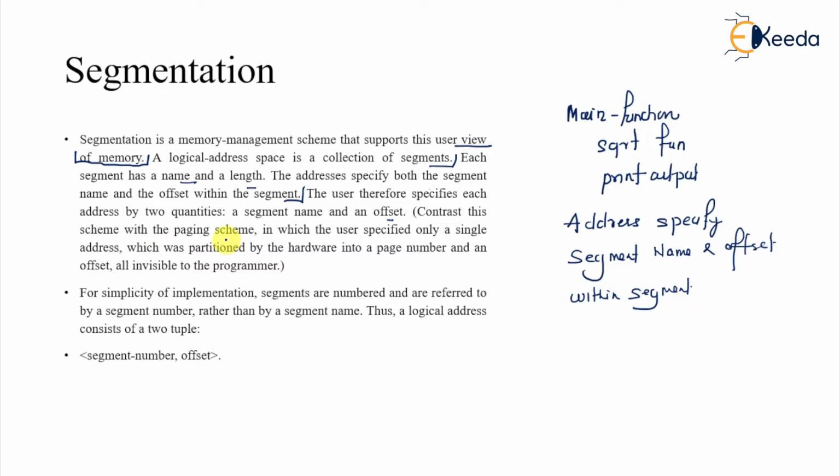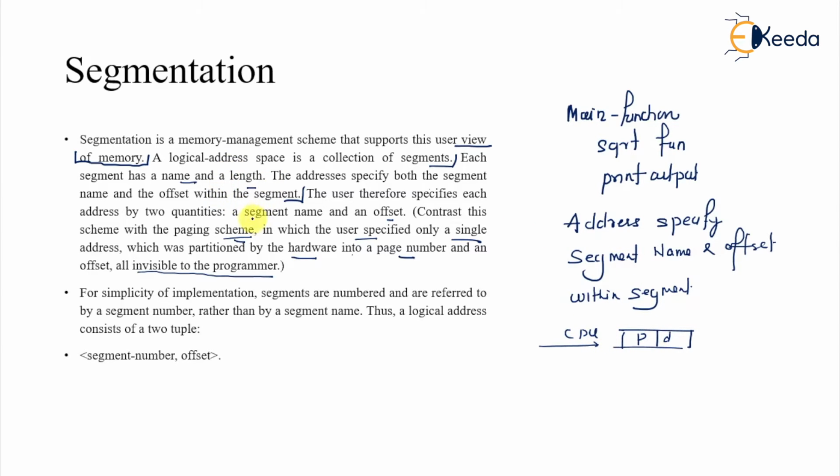Contrast this scheme with the paging scheme, in which the user specifies only a single address, which is partitioned by the hardware into a page number and an offset, all invisible to the programmer. This is one key difference between segmentation and paging. The user only generates a logical address, and that is taken care of entirely by the hardware. What the page number is and what the offset is, the user is not concerned with.